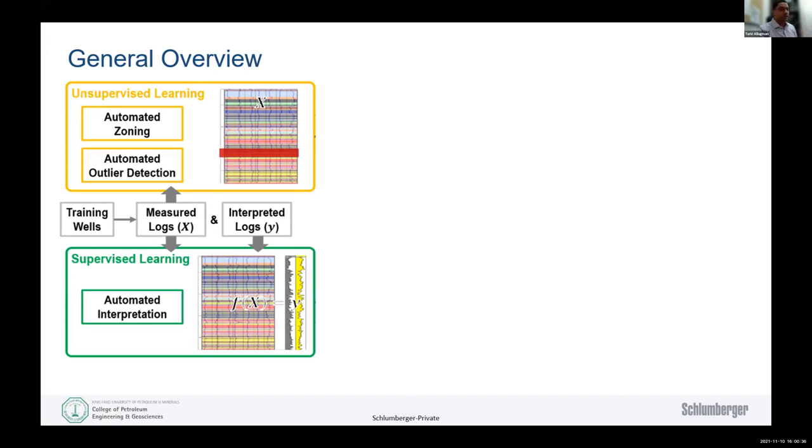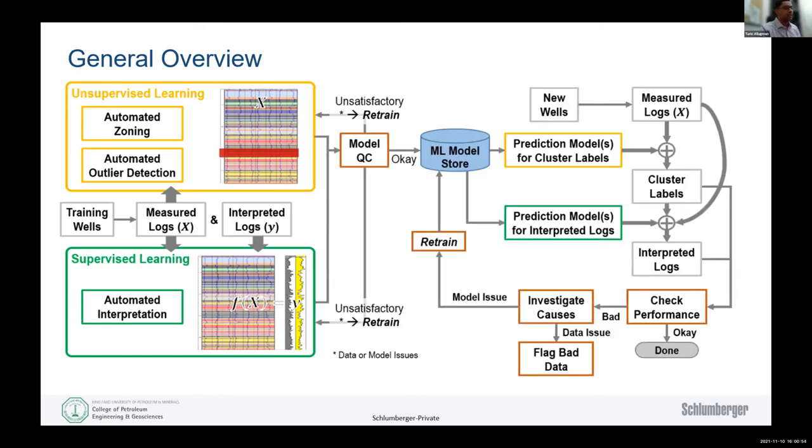Now, if we introduce interpreted logs into the training well as well, this goes into the supervised learning, where the machine learns and takes into account the parameters and the interpretation that we introduced. Later on, the domain experts, such as petrophysicists or any domain expert, can QC their model in the QC step. If they are happy with it, then they save it and the models go into the model store.